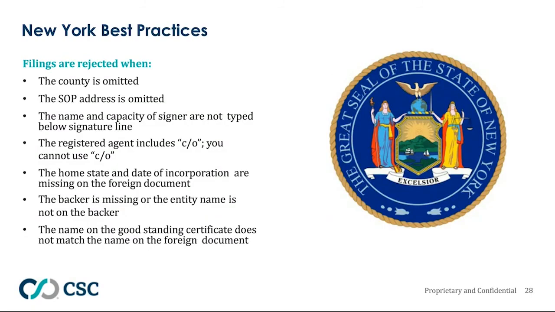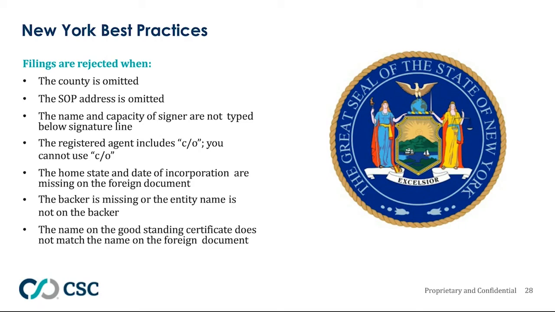Now we're just going to spend a minute or two discussing best practices in New York and the major reasons why filings can be rejected. In New York State, any document filed, formation document or qualification document, you have to insert the county where the office of the corporation is located. A lot of times that's left out or just misstated. Like one might put down Manhattan when the county where Manhattan is located is in fact New York County.